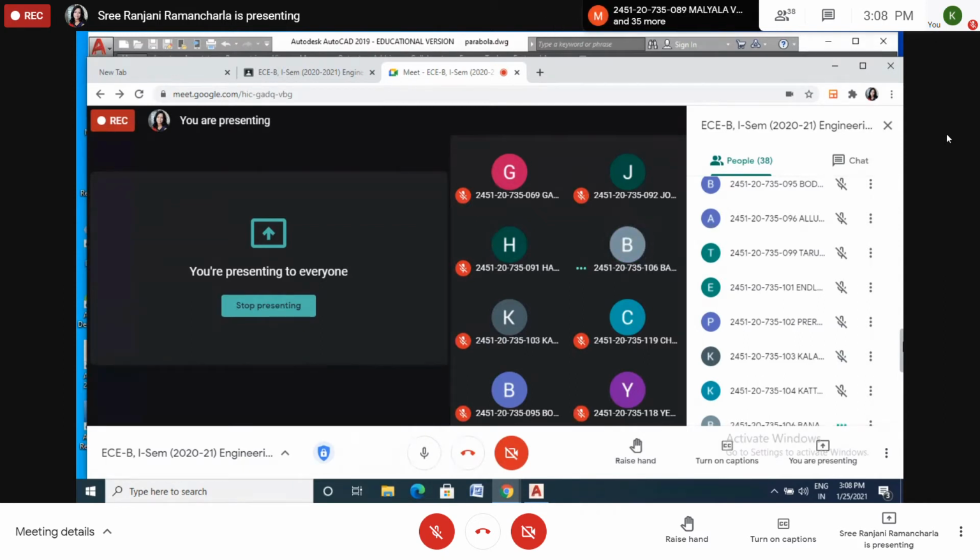Can you read the next question? Yes, ma'am. Draw a diagonal scale of 1:2.5, showing centimeters and millimeters and long enough to measure up to 20 centimeters. Show a length of 13.4 centimeters and 7.8 centimeters on it. Yes, very good.